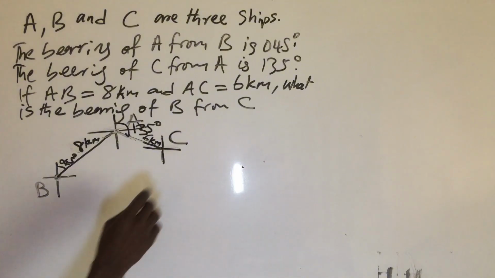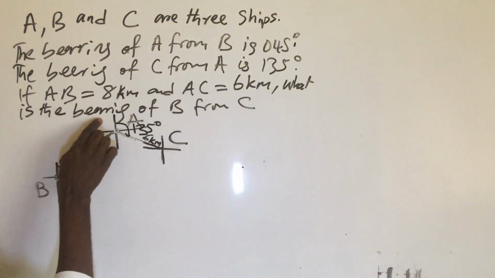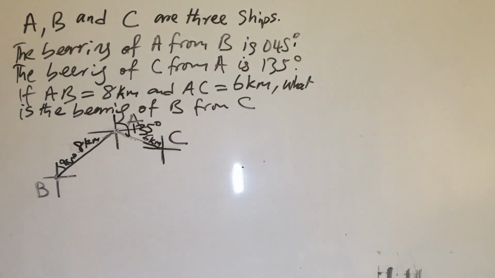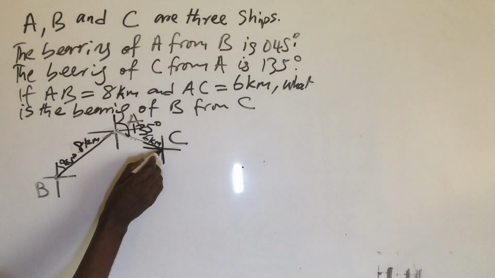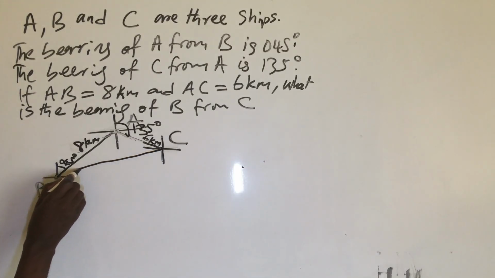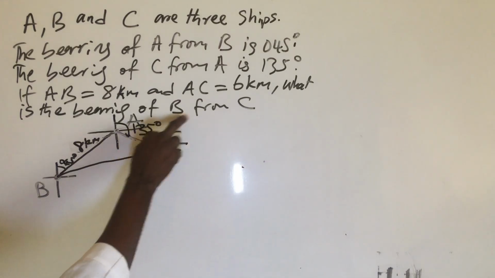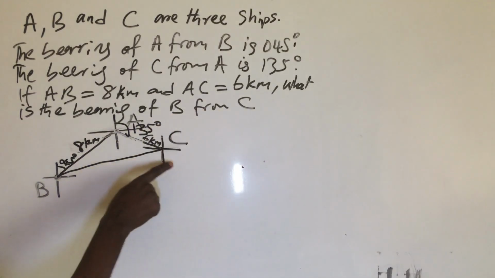Now they ask us the question, what is the bearing of B from C? Now we have to close our diagram to form a triangle, because most of the bearing and distances diagrams end up in a triangle. Now let us close it to get our triangle in order for us to continue our drawing. So they now ask us, what is the bearing of B from C?